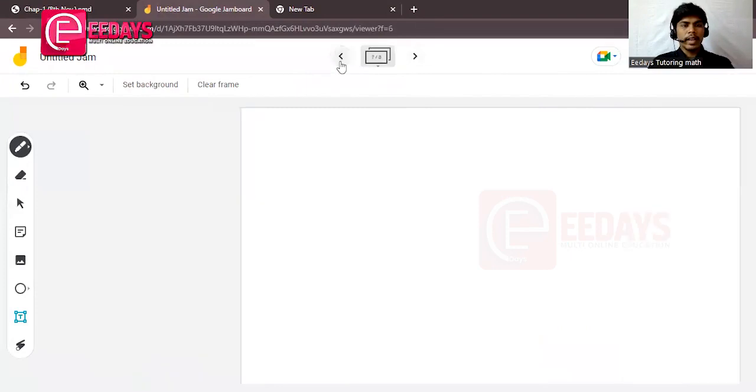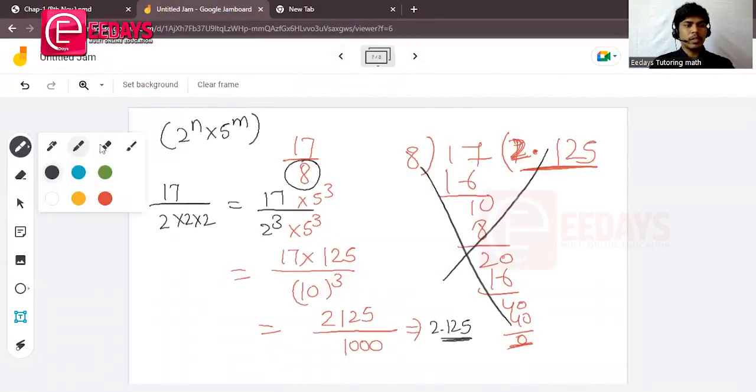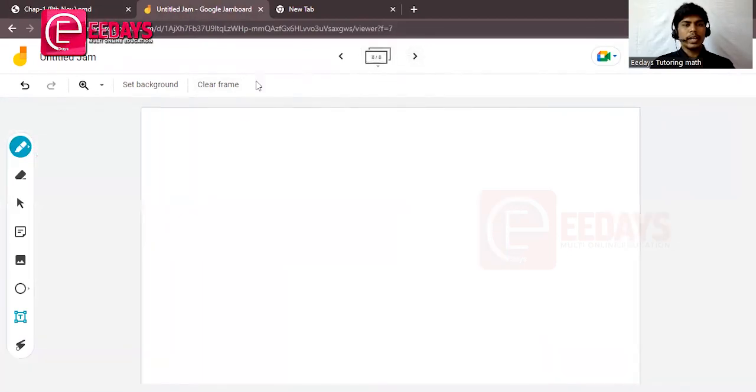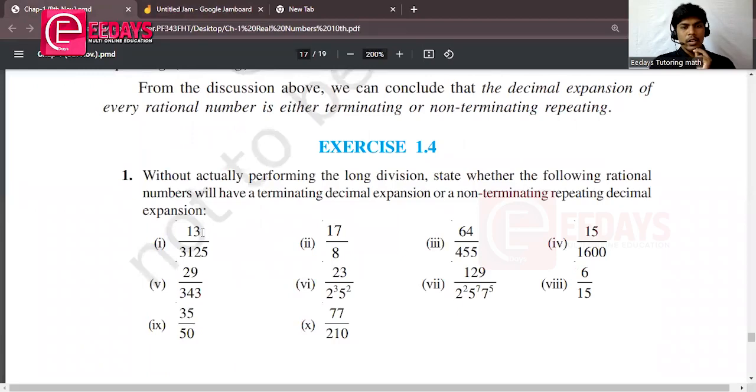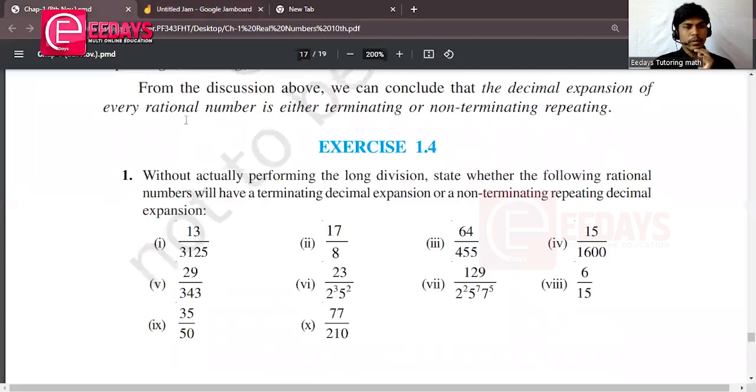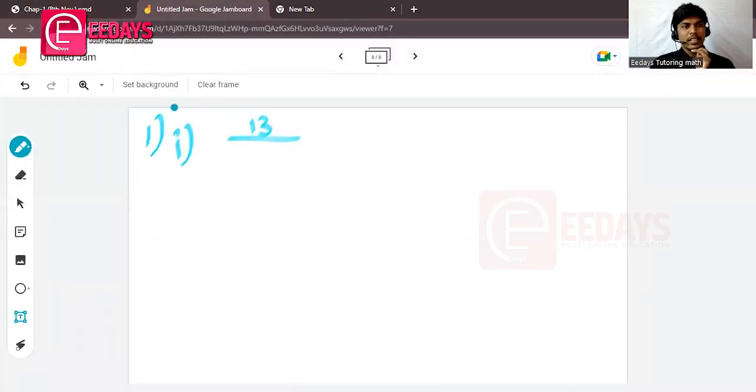Already we did exercise 1.1. Sorry, not 1.1, this is exercise 1.4. In exercise 1.4, the second one is 17 by 8. Okay, let's do the first one. First question: they gave a big number, 13 by 3125.